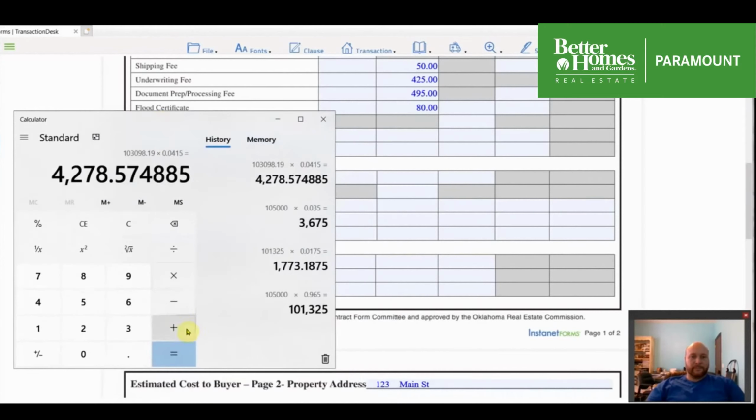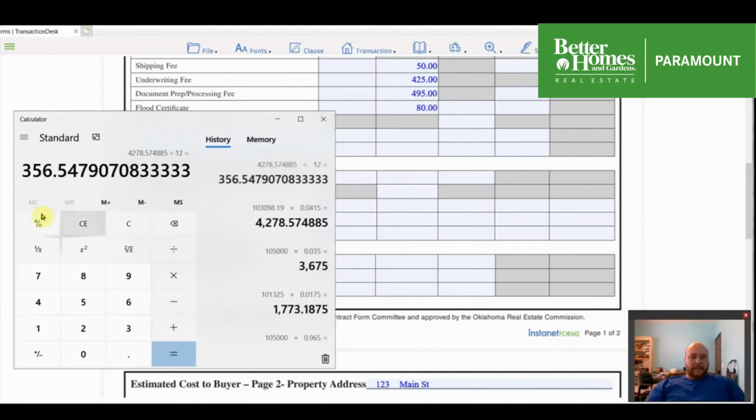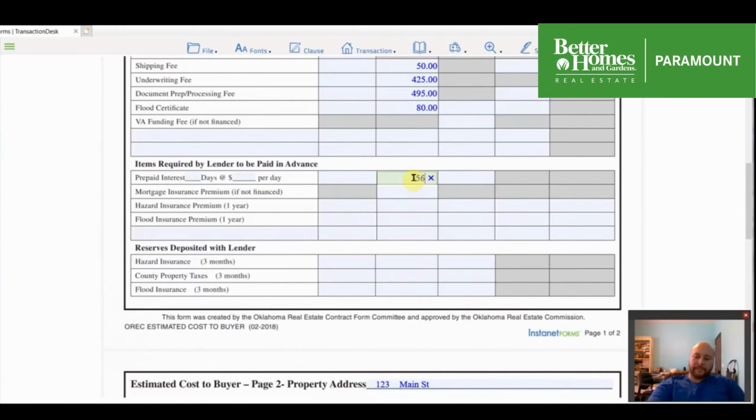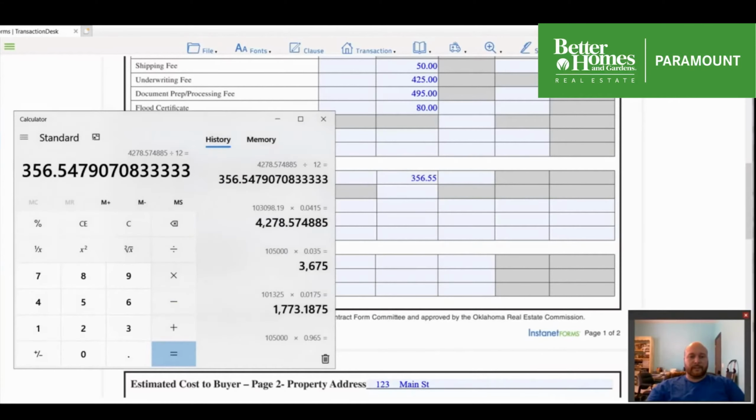You have your annual interest divided by 12, and that's what I put in there, 356.55. I just put 30 days in here all the time because you never know when closing is actually going to be. Even if you have a contracted close date, that doesn't always mean that that's when it's going to close.